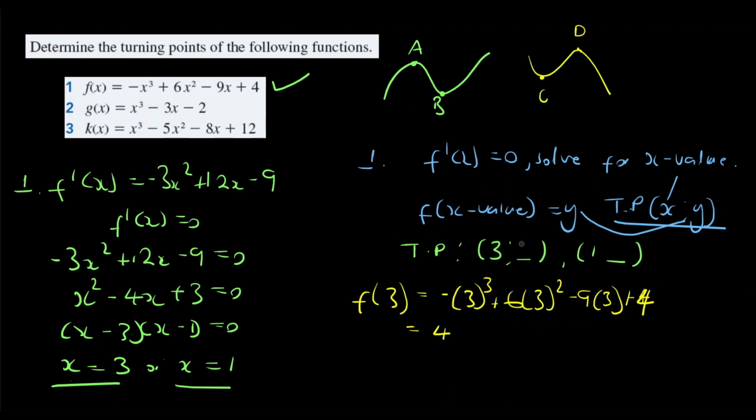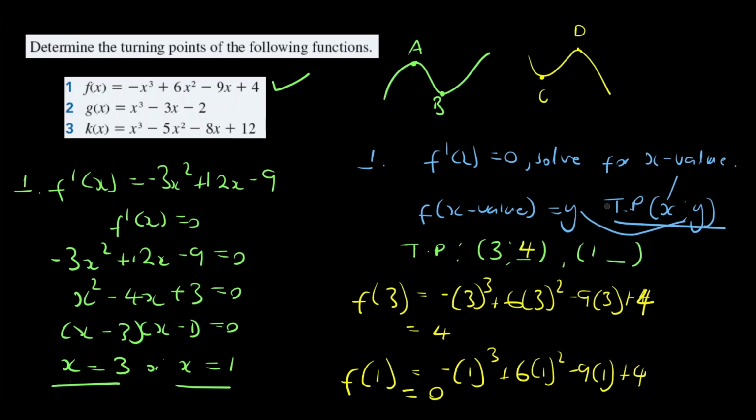This means that the first turning point is (3, 4). Then you do the same thing for 1, and you punch that into the calculator, it's 0. So therefore, our turning points will be (3, 4) and (1, 0). So let's move on to the next question and apply the same knowledge.